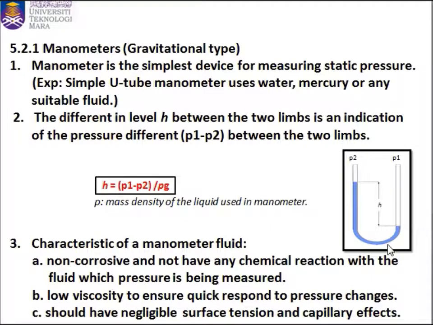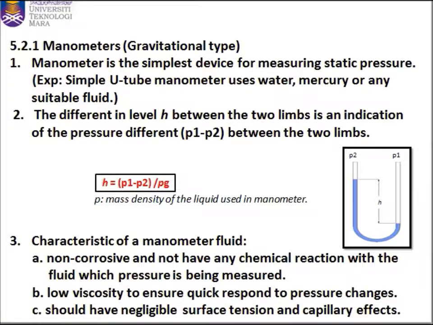Next, characteristics of a manometer fluid. We have three. The first one is non-corrosive and does not have any chemical reaction with the fluid whose pressure is being measured. B is low viscosity to ensure quick response to pressure change. And C, it should have negligible surface tension and capillary effects.